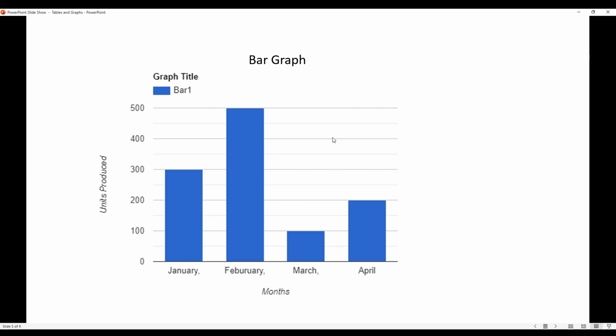Let's look at a bar graph. Why is it called bar graph? Because we have a lot of bars here. The bars always represent data, okay? So for example, here we have months, and here we have units of engines produced. We can see that February is the month that had the most units produced, while March has the least units produced, right? So again, this is called a bar graph.